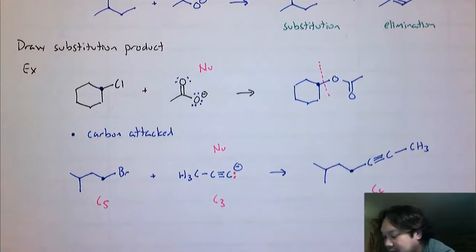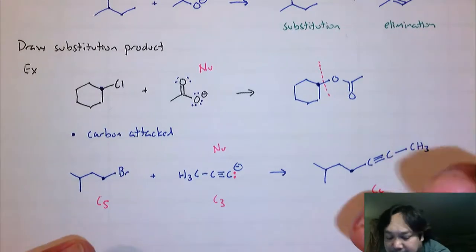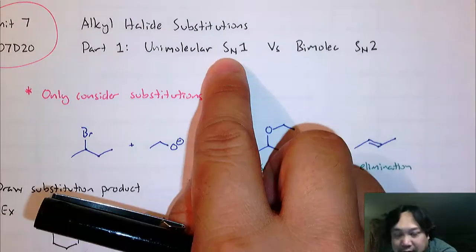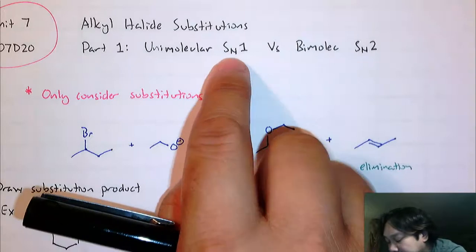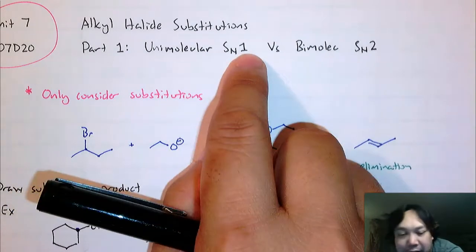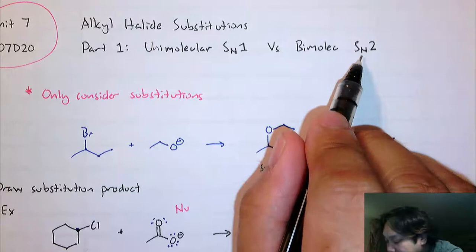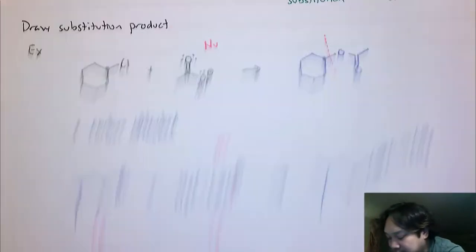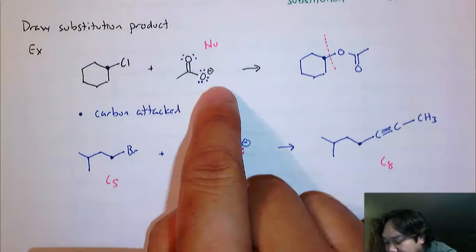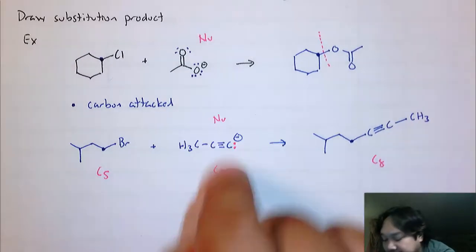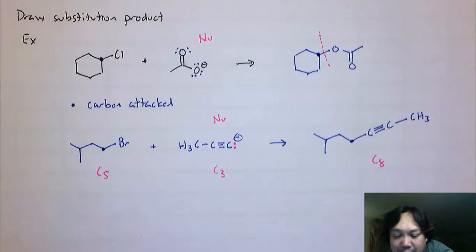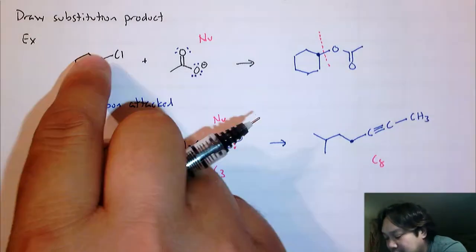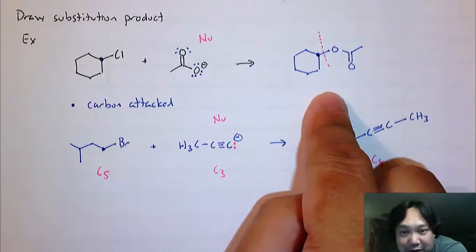Okay. We still haven't talked about the 2 different pathways, right? There's SN1, which is nucleophilic substitution unimolecular, and SN2, nucleophilic substitution bimolecular. I haven't told you if this is SN1 or SN2, or if this is SN1 or SN2. All we have done so far is to determine that we need to draw the substitution product.